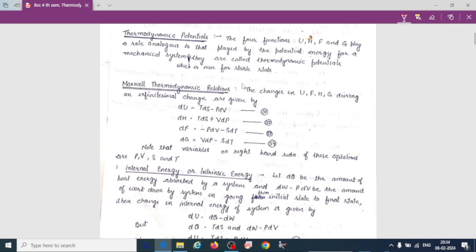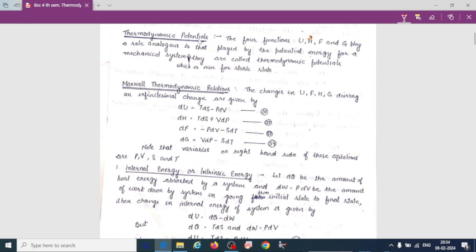So this is the topic from thermodynamics. This is very important as per your CSIR NET exam or KSET exam. Many of the questions are going to come from this. So first you need to understand the thermodynamic potentials and then Maxwell's thermodynamic relations.